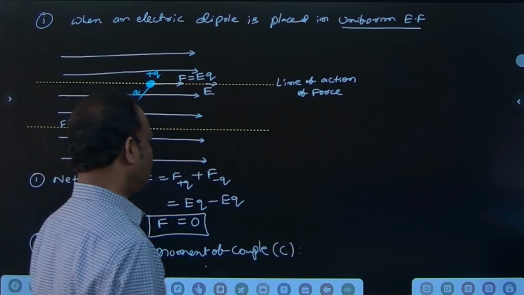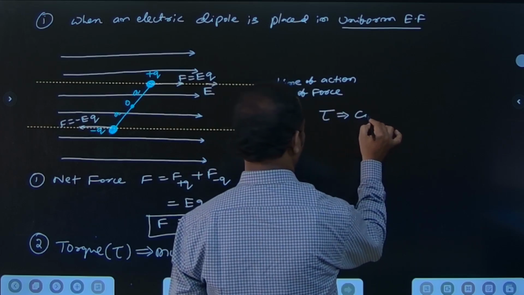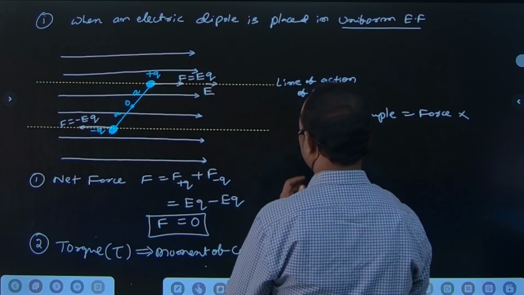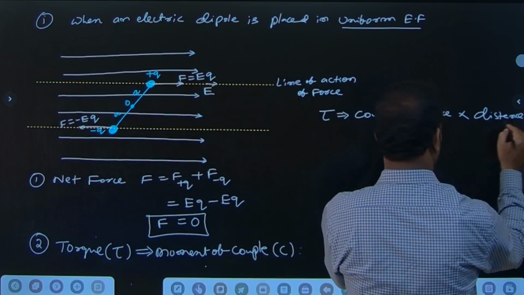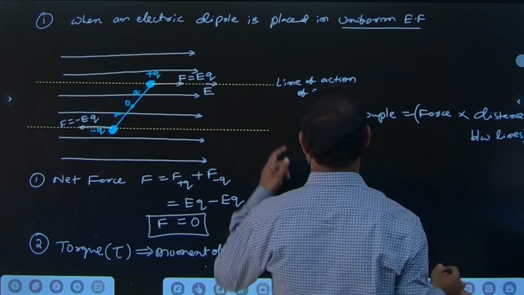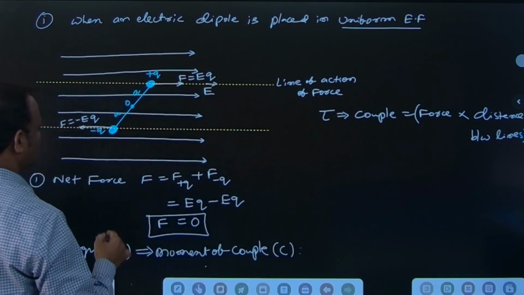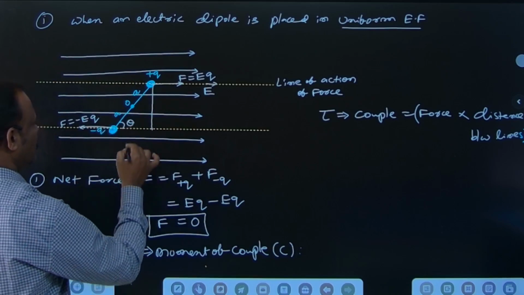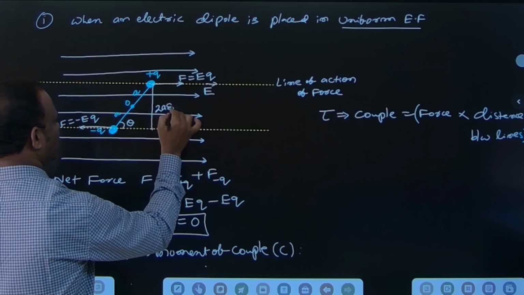The torque tau, or couple, is equal to the force into the distance between the lines of action of the forces. It makes an angle theta, and the perpendicular distance, with the total being 2a, will be 2a sine theta.